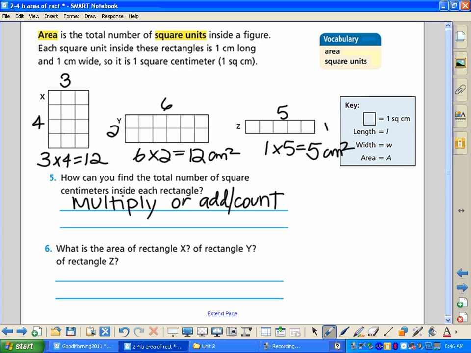Okay, so we found the area of rectangle X. It was 12 square centimeters. We can write it this way too: for Y, it is 12 centimeters squared. That little 2 up there means that it is squared. So you can either write sq cm, or centimeters squared. These mean the same thing in math, okay? But we need to make sure you have your units on the end of your answer. Make sure you're using the correct units.